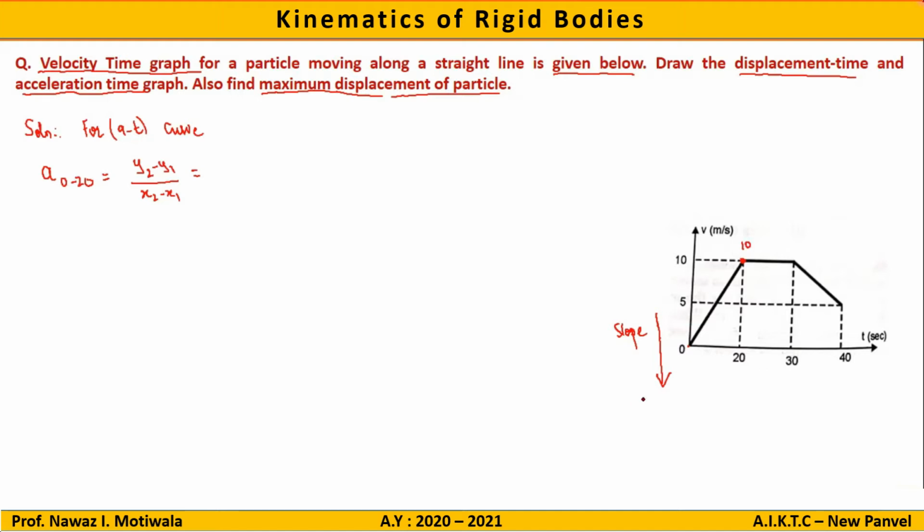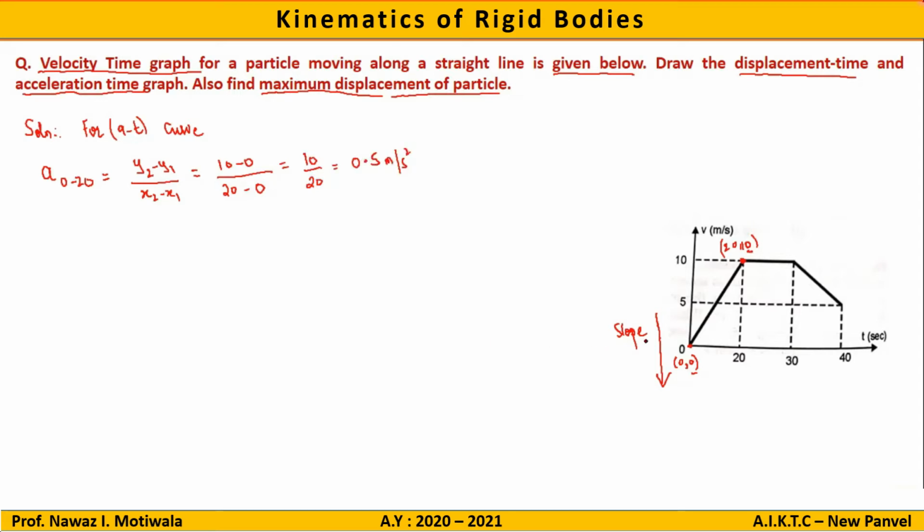Okay, let me first find out the coordinates. The coordinate of this point is 0, 0. The coordinate of this point will be 20, 10. Now y2 minus y1, so it will be y2, that is 10, and y1 is 0, so it will be 10 minus 0 divided by x2 minus x1, so x2 is 20, minus 0, so it will be 20 minus 0. On solving, I will get 10 upon 20, which is equal to 0.5 meter per second square.